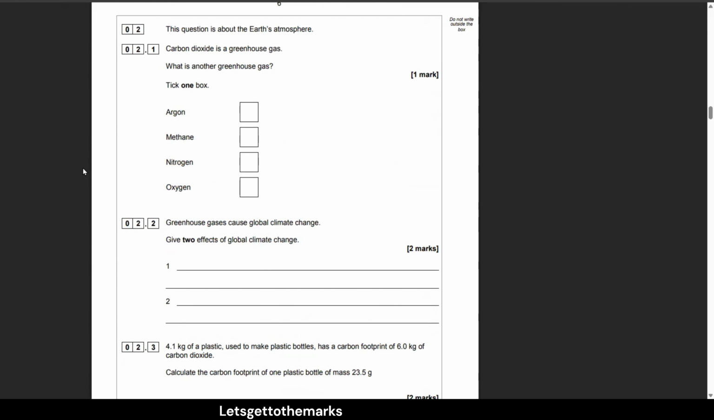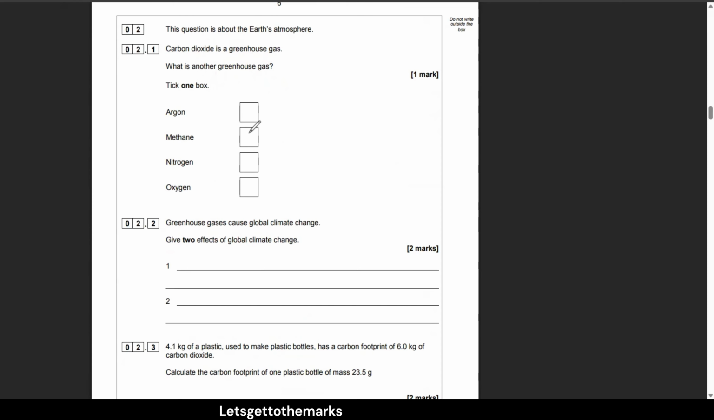Okay, we're on question two now, folks. This question is about Earth's atmosphere. Carbon dioxide is a greenhouse gas. What is another greenhouse gas? There's three in GCSE chemistry and combined science for AQA that you need to know about. Three greenhouse gases they like you to know about. So which one of these is another greenhouse gas?